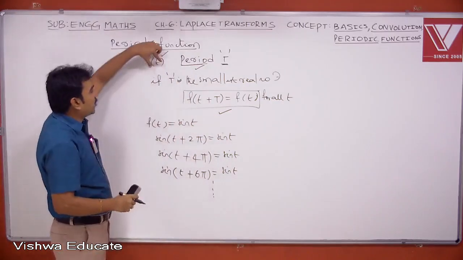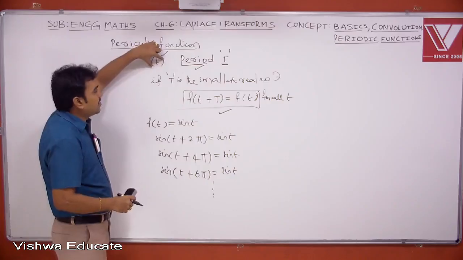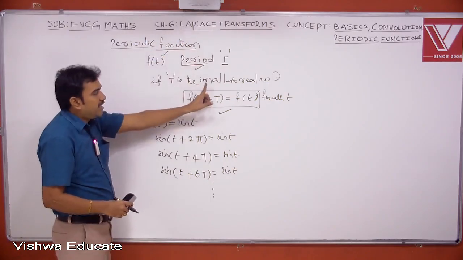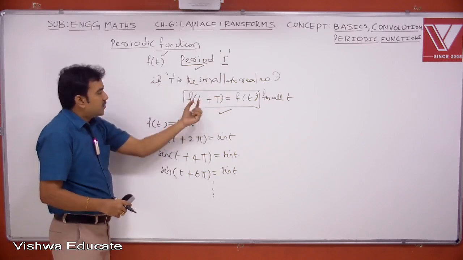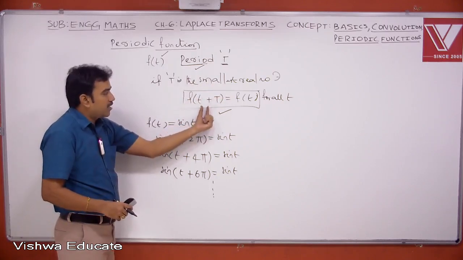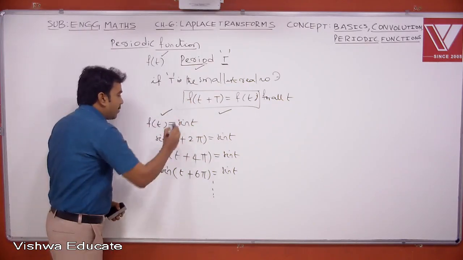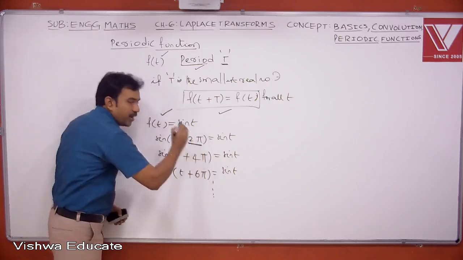So we have a function f of t. We say that this is a periodic function with a period capital T if capital T is the smallest real number such that f of small t plus capital T equals f of t for all t. So in this case, sin t is a periodic function with a period 2 pi. Note this.